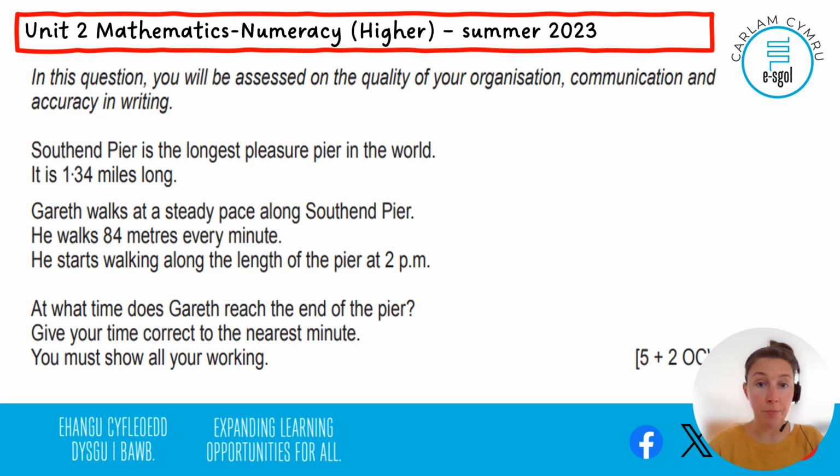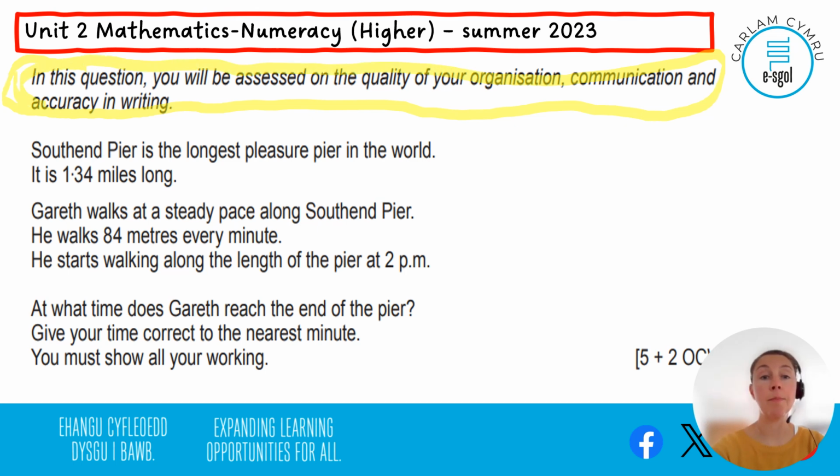This is the first example question, and this was taken from the summer 2023 paper. Now, I'm firstly going to get my highlighter ready. Now, you know it's an OCW question when this sentence is on the top. All OCW questions will have that sentence. In this question, you will be assessed on the quality of your organisation, communication and accuracy of writing. Also with the marks down here, it says 5 plus 2 OCW. So the question is worth 7 marks.